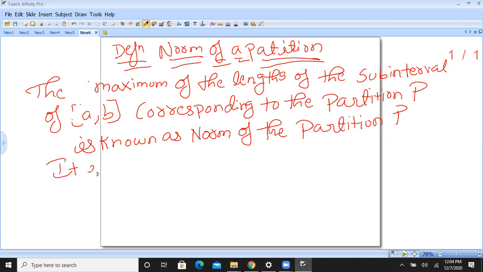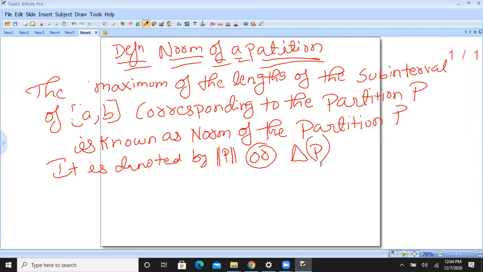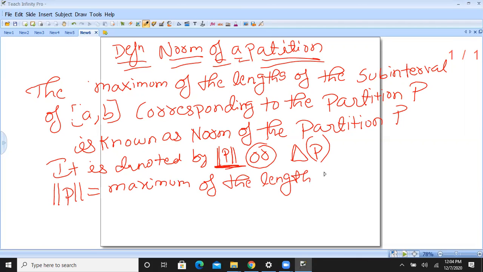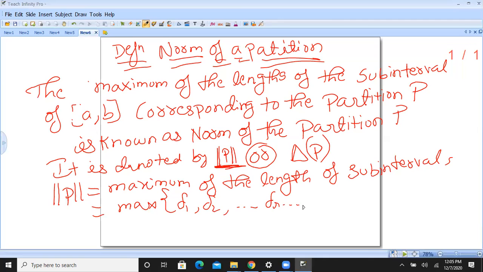It is also denoted by norm P, or we write del P, but we read it as norm of P. So the norm of P is equal to the maximum of the lengths of the subintervals, which is the maximum of delta 1, delta 2, ..., delta r, ..., delta n.